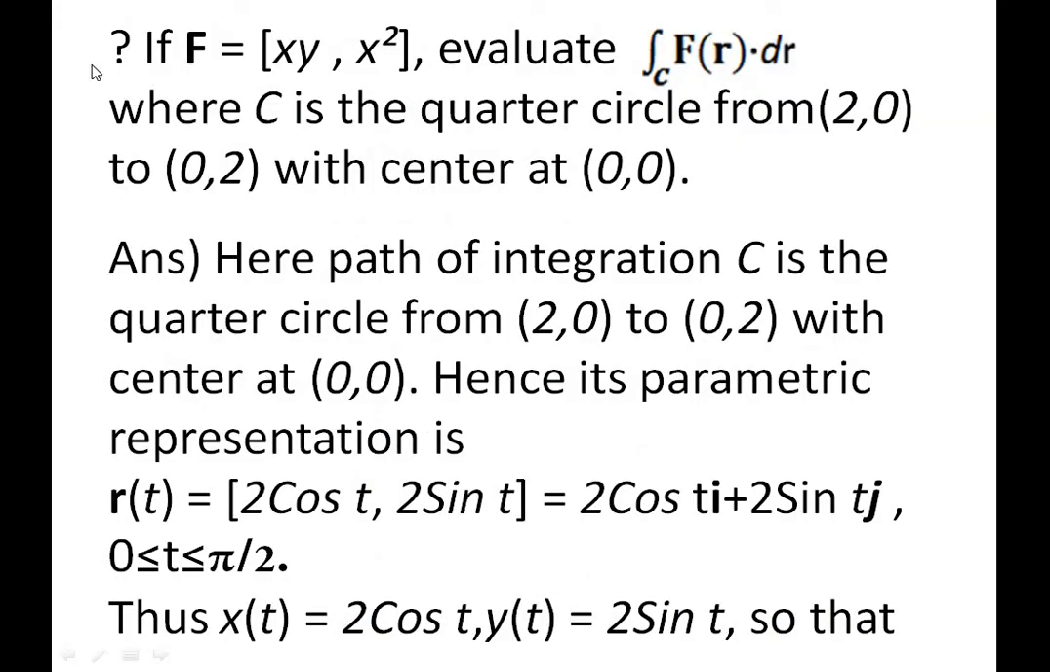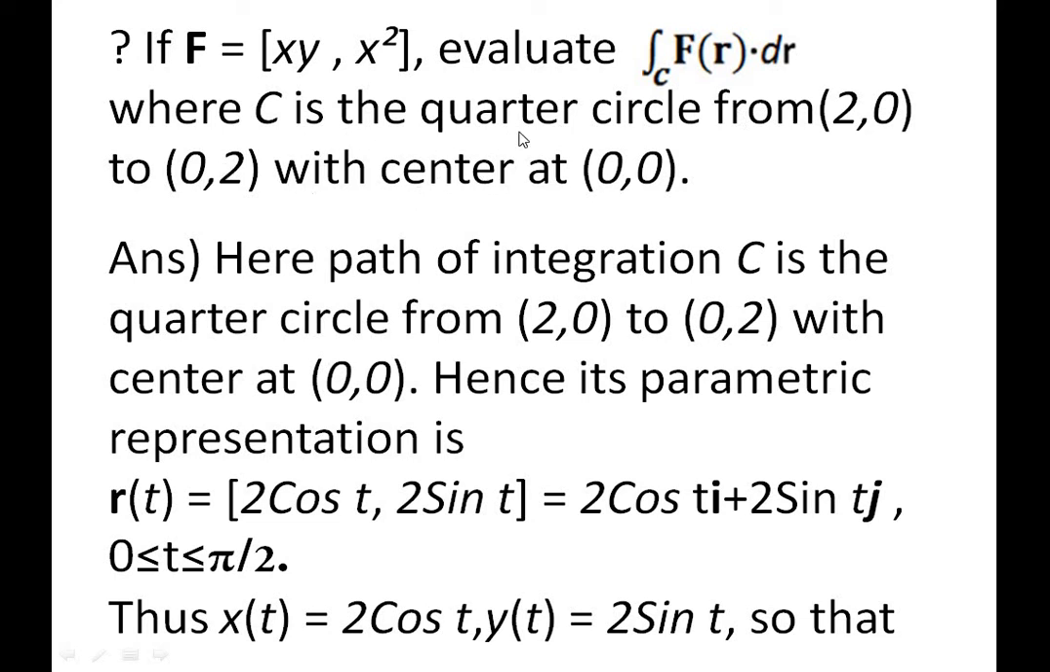Next we have the question: F equal to xy i cap plus x square j cap. Evaluate the integral over C of F dot dr. That is, we are given the vector function F equal to xy i cap plus x square j cap. We want to evaluate the integral over C of F dot dr. Here the curve C is a quarter circle from (2, 0) to (0, 2) with the center at (0, 0).